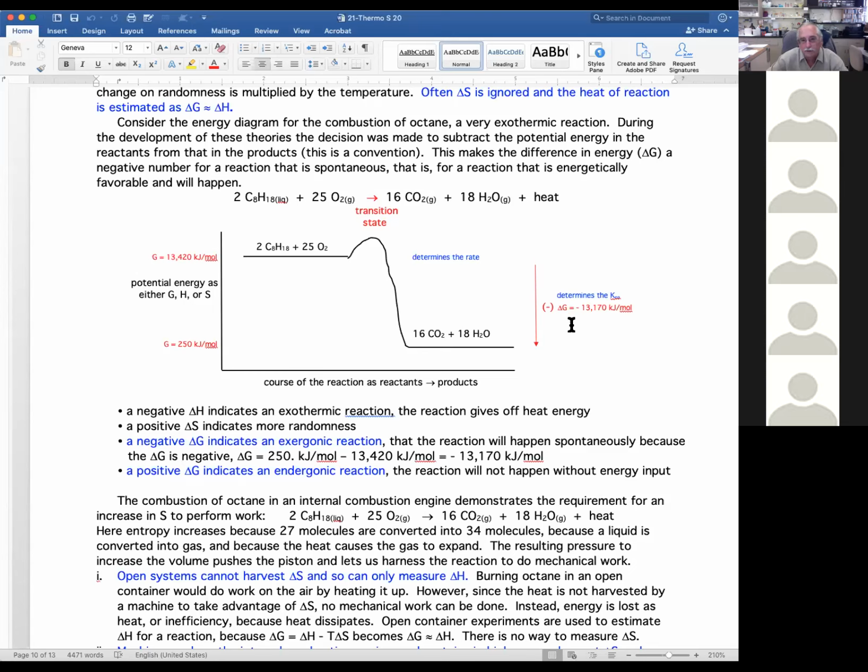And this is what determines the equilibrium constant. And this is the transition state right here, which in a chemical reaction would be indicated by the arrow, right?